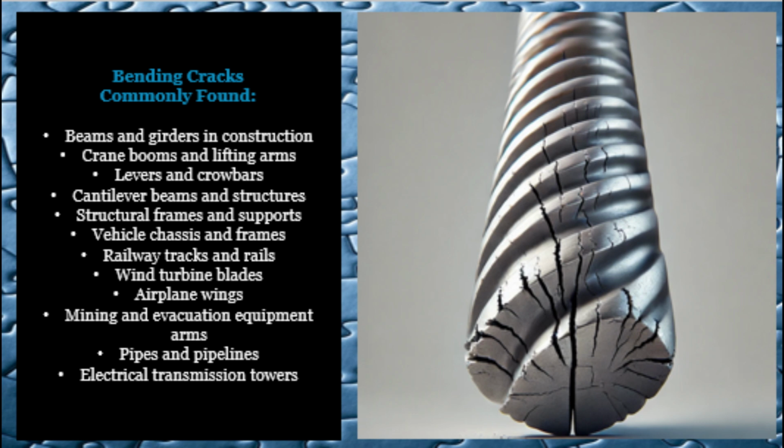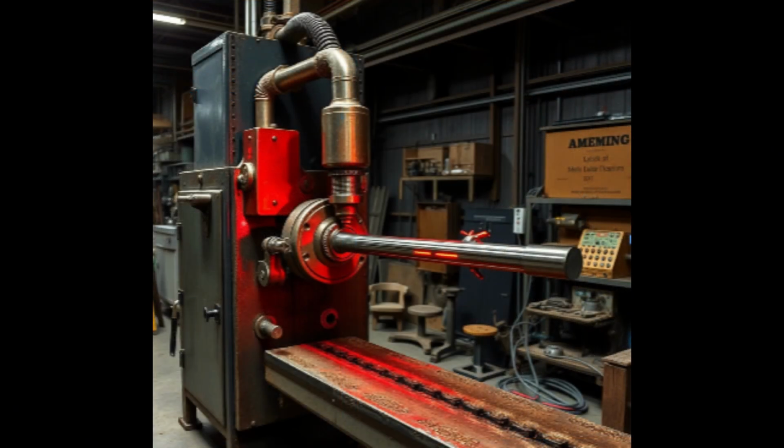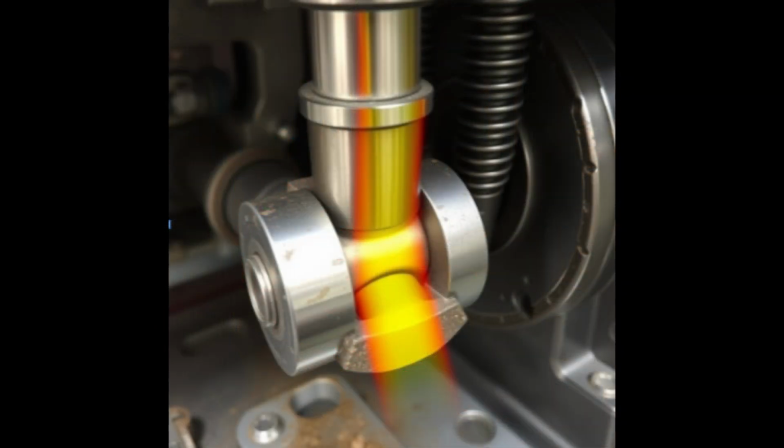Crane booms and lifting arms, levers and crowbars, cantilever beams and structures, structural frames and supports, vehicle chassis and frames, railway tracks and rails, wind turbine blades, airplane wings, mining and excavation equipment arms, pipes and pipelines, and electrical transmission towers.